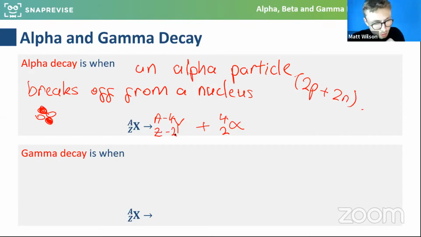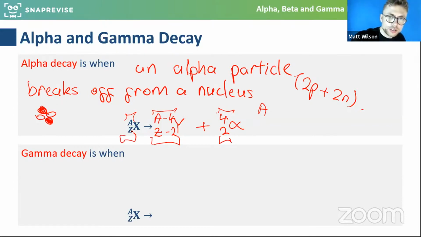And you might notice that always the numbers on the left-hand side of the arrow are the same as the numbers on the right-hand side of the arrow. On the right-hand side, we have A minus 4 and 4. Altogether, that adds up to A. And that's exactly what we have on the left-hand side. Similarly, we have Z minus 2 and 2, which adds up to Z, which is what we have on the left-hand side. Good, A minus 4, really nice.